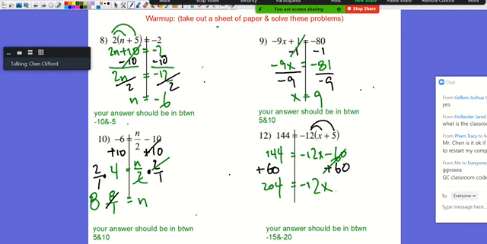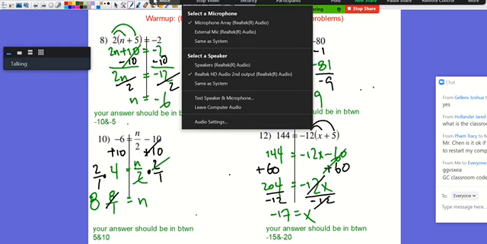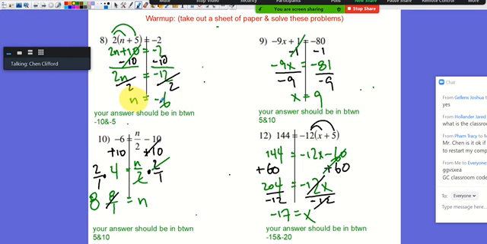Lastly, divide both sides by negative 12. Cancel, cancel, and I get negative 17. Done. So your answers are going to be in yellow.